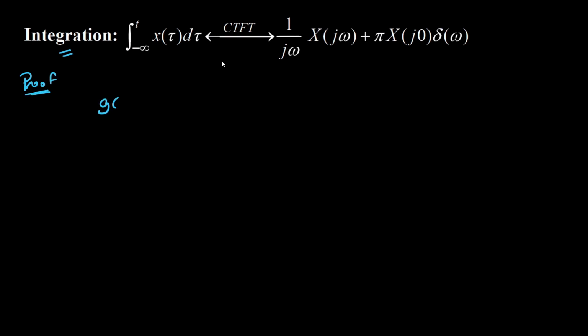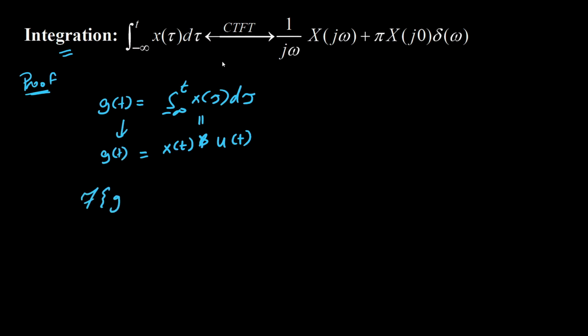We have a signal g of t, which is simply the integral from minus infinity to t of x of tau d tau. But this signal g of t has an alternate representation in terms of convolution: we have the signal x of t being convolved with the unit step function u of t. So these two are equivalent, and this is our g of t.